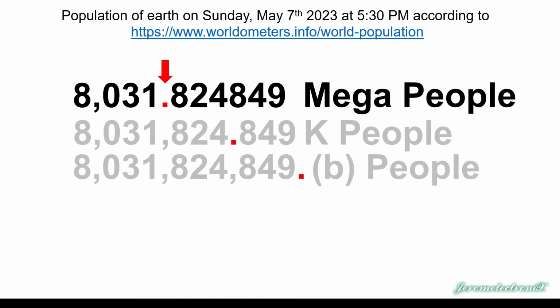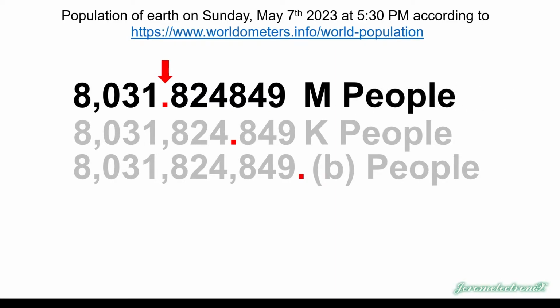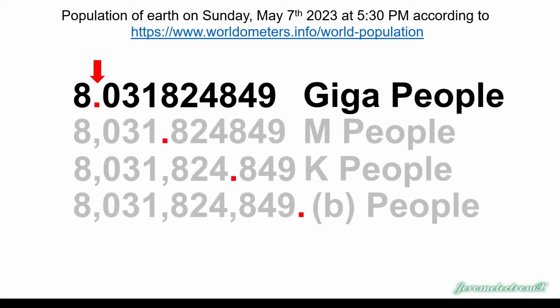K is for kilo. Here we could say, well, it's actually 8,031 mega people, or 8,031 M people, 0.824849. We could move the decimal again. Notice we're just moving the decimal 3 places at a time toward the left. This is 8 gigapeople, or 8 G people.